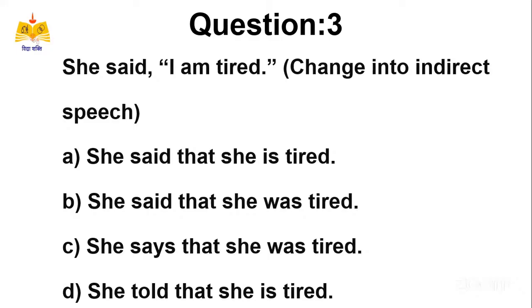She said, I am tired. Change into indirect speech. A, she said that she is tired. B, she said that she was tired. C option, she says that she was tired. D option, she told that she is tired. Which of the following is correct?